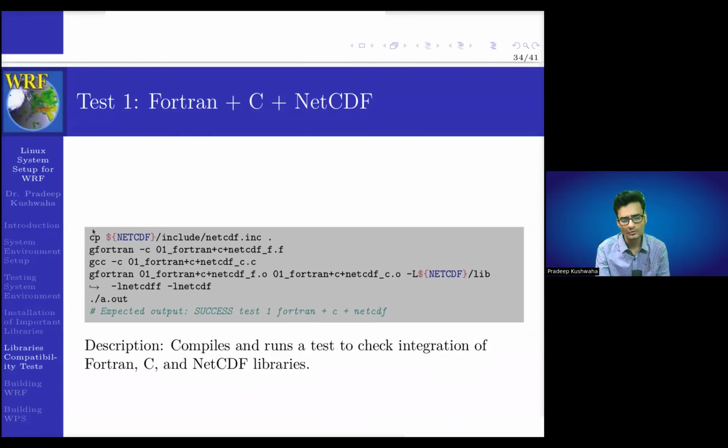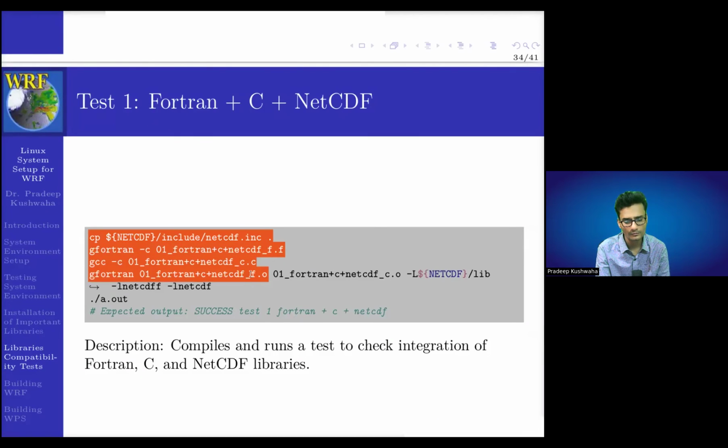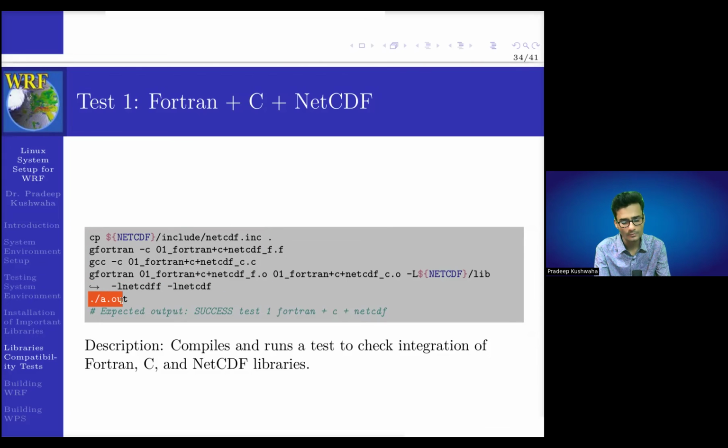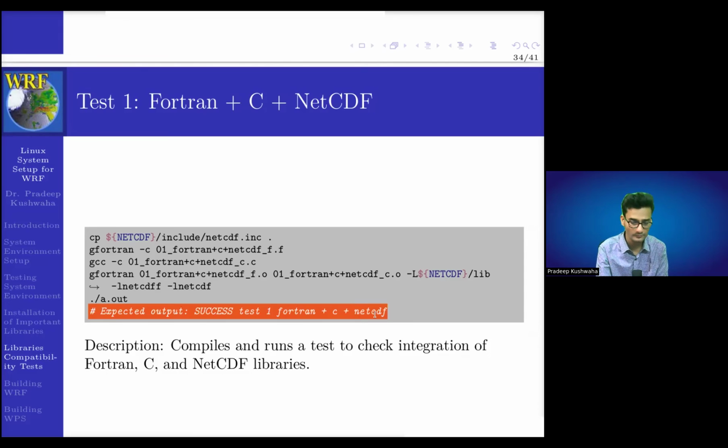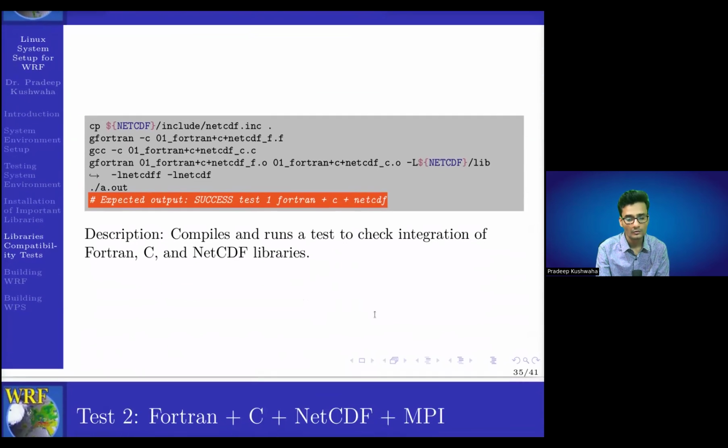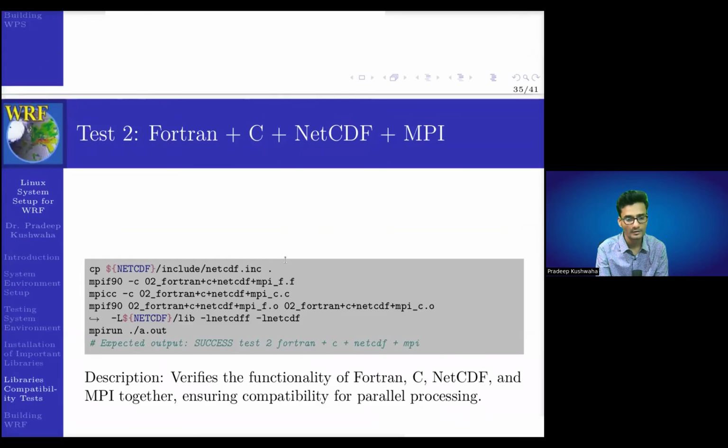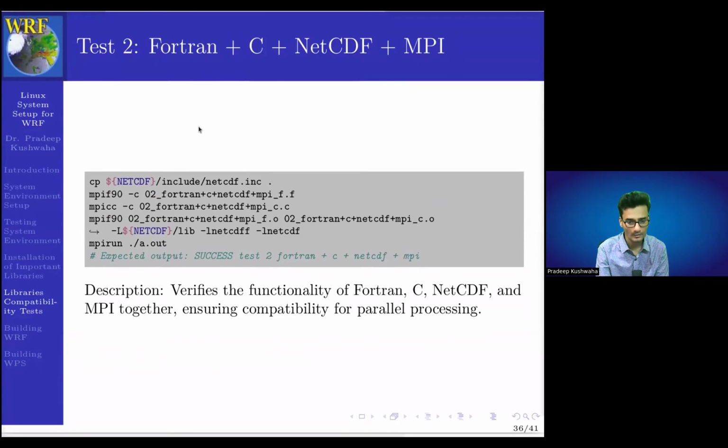So you simply copy all these commands at once, and once they have executed, just run the a.out, compile and run a.out, and it should print out success test 1 Fortran plus C plus netCDF. If it is successful, then we are done with compatibility test 1. This actually checks the integration of the Fortran, C and netCDF libraries. Now test 2 is for Fortran plus C plus netCDF plus MPI. This one is for parallel processing compatibility.